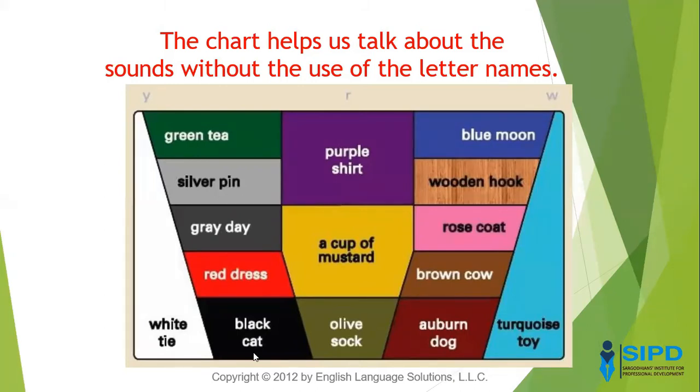Okay. Let's look at this from my side as well. I'm going to say each word, each sound, and then pronounce the colors. The first color is green. Green tea, E. Silver pen, A. There is a difference between E and A.